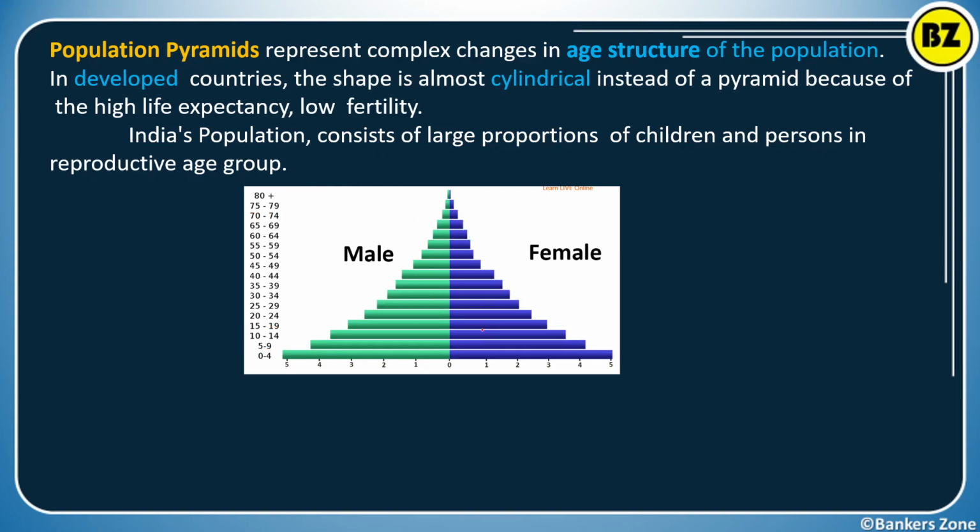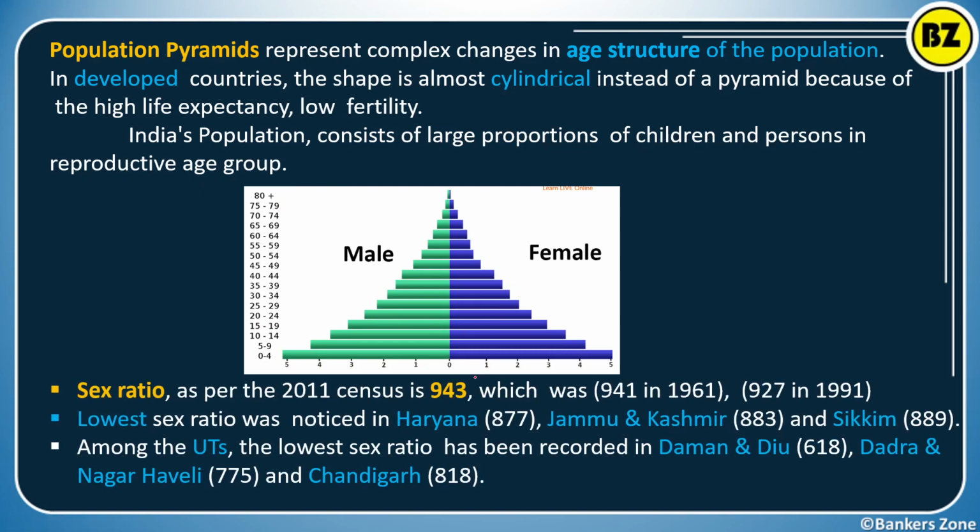Now see the sex ratio as per the 2011 census. It is 943, which was 941 in 1961 and 927 in 1991. That means there is improvement in the sex ratio. As per 2011, you only need to remember it is 943. The lowest sex ratio was noticed in Haryana, 877.